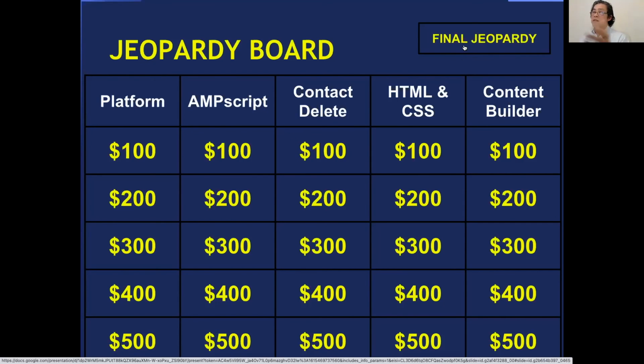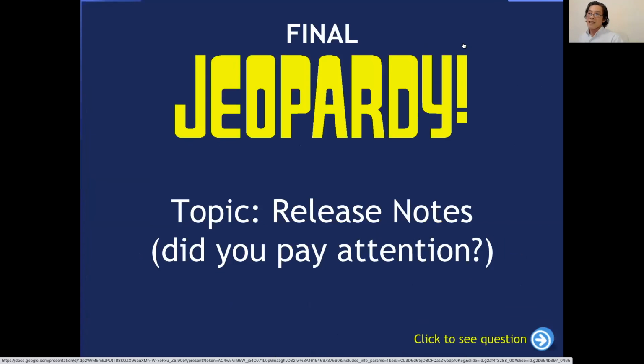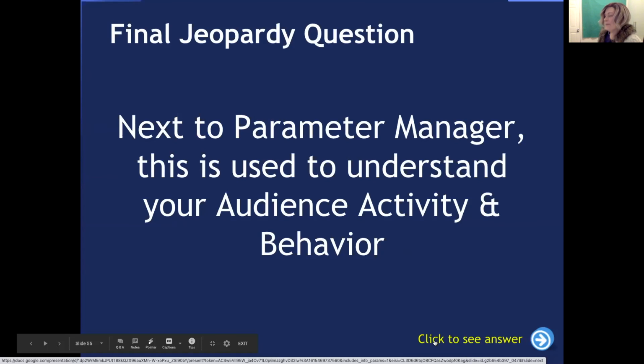No, he only gets the chance. It's only final Jeopardy. So this is it for all the marbles. Florin, no pressure. The last question. The topic is release notes. Make sure you paid attention. The question is, next to parameter manager, this is used to understand your audience activity and behavior.